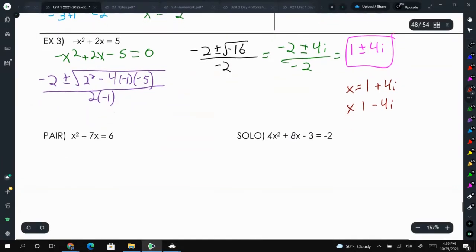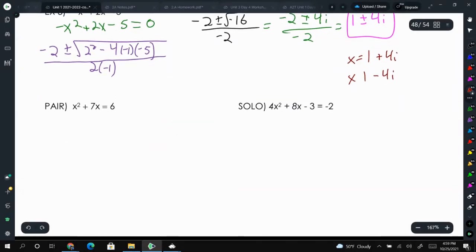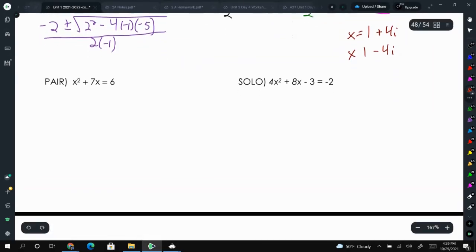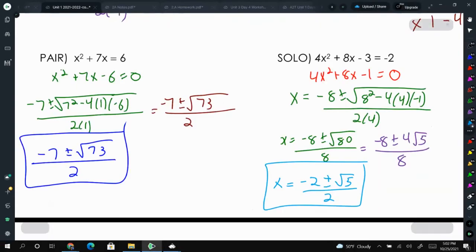All right, I want you to try the problems down here. Pause the video, try those, and unpause it and see what you get. Okay, here are the answers, so you can check those and see the work that goes with it. Remember, if you can simplify the radical, do so. In the left one, you could not simplify the square root of 73, so we were done. You don't need to break it up into negative 7 plus the square root of 73 over 2 and negative 7 minus the square root of 73 over 2. You could just leave it as one thing like I did there.